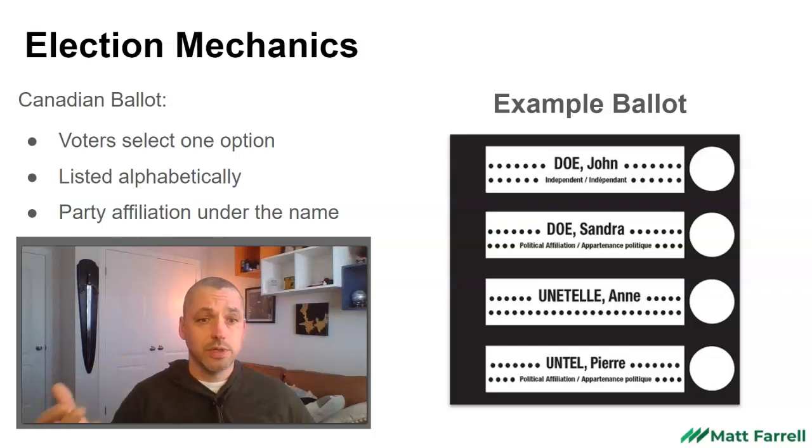Now, it's pretty intuitive. The candidates are listed alphabetically. There's the party affiliation under the name, and that's it. Voters just mark an X, and they're done. So in terms of accessibility, this is an incredibly simple ballot. Easy to use. The candidate's name in large letters, party affiliation underneath it to help voters make that decision. And then, of course, just an ease of decision making. So one of the easier ballots to use in the world is the Canadian ballot. It's also a function of the electoral system as well.